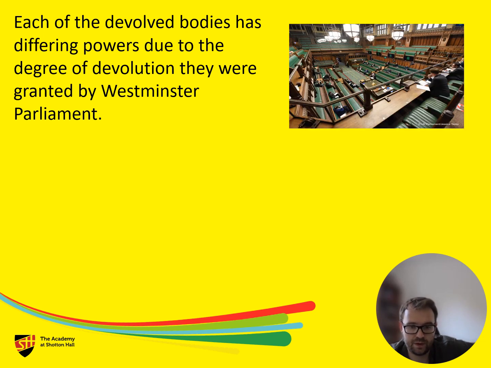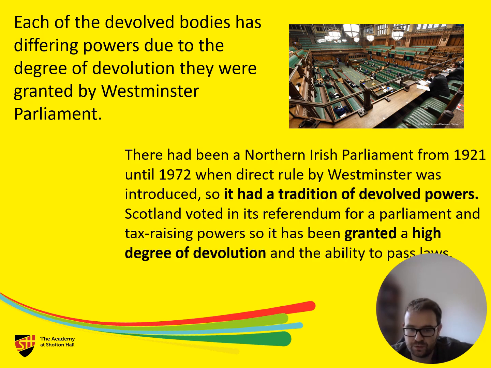Right, so each of the devolved parties have differing powers due to the degree of devolution they were granted by the Westminster Parliament. So their powers, like I've said, come from central government. The Northern Irish Parliament had been around from 1921 to 1972, when Westminster basically took direct control. So it did have a tradition of devolved powers.